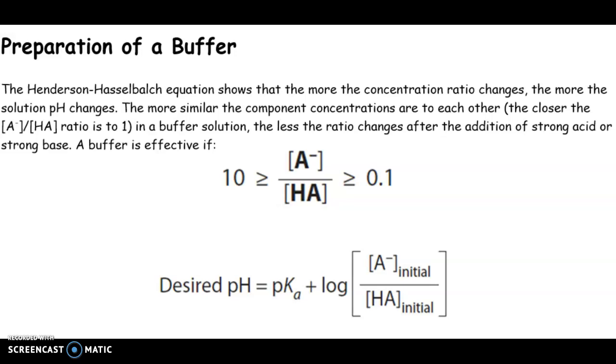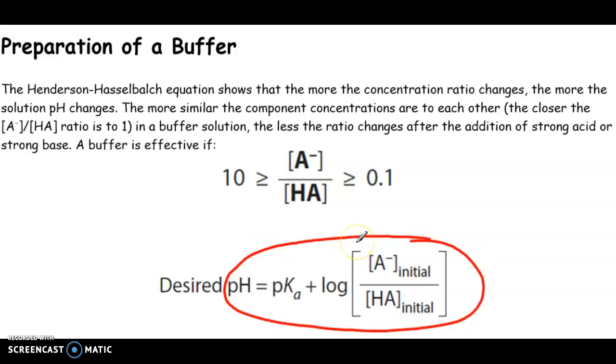So how do we make our buffer? The Henderson-Hasselbalch equation that we saw before, which was this here, essentially talks about the ratio between the weak acid and the conjugate base and its pKa value. Now, what we consider to be an effective buffer, meaning a buffer that has a pretty good range that it can withstand the pH change, is if this ratio is anywhere between 10 and 0.1.